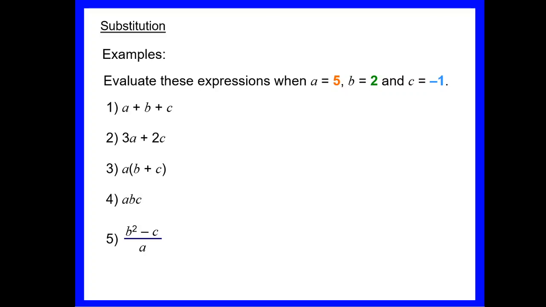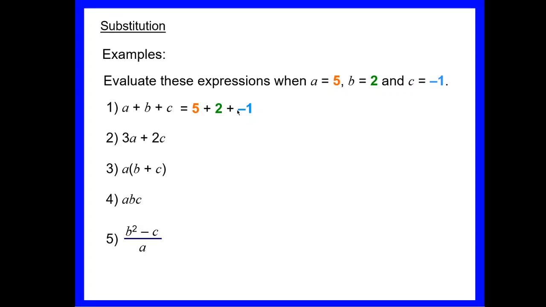So in our first one, A plus B plus C. A was 5, so we've replaced it with 5. B was 2, we've replaced it with 2. And C was -1. Now you notice the symbols plus and plus we had already. So even though C is -1, we still have to have this plus here that was from our value here. Now we're going to need to work that out.